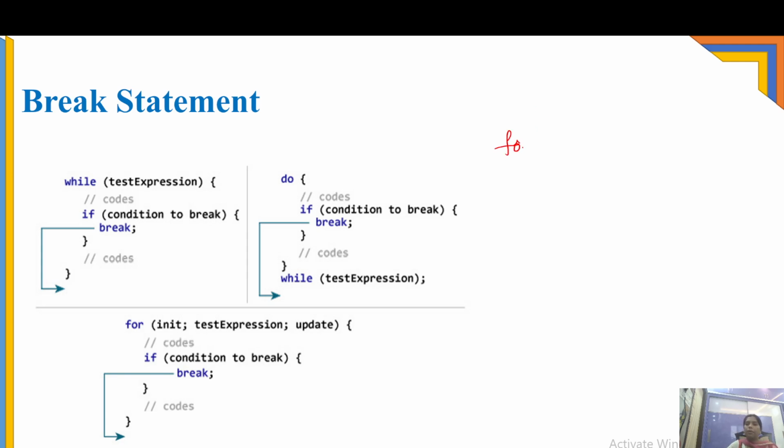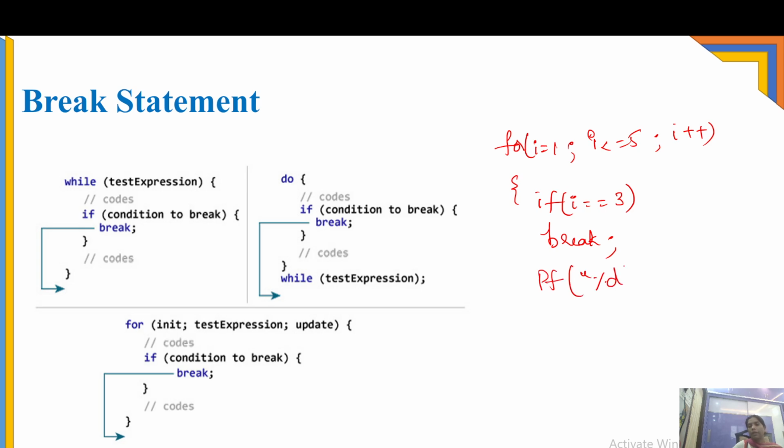So take one program: for int i = 1; i <= 5; i++, if i == 3, break; printf("%d", i); and after the loop, printf("hi"). This is my program. Okay. So what is the output of this program?